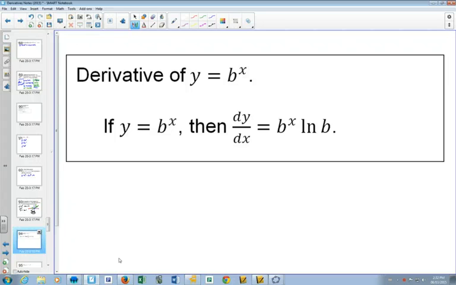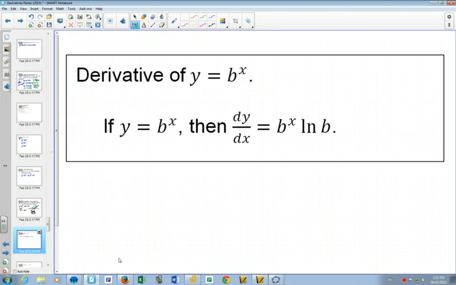So if e to the x stays the same, what happens with other exponential functions like 2 to the x, 3 to the x, 10 to the x, any other base other than e? You can choose to memorize that the derivative of b to the x is b to the x natural log of b. I'll show you how you can use e to the x to prove this one.